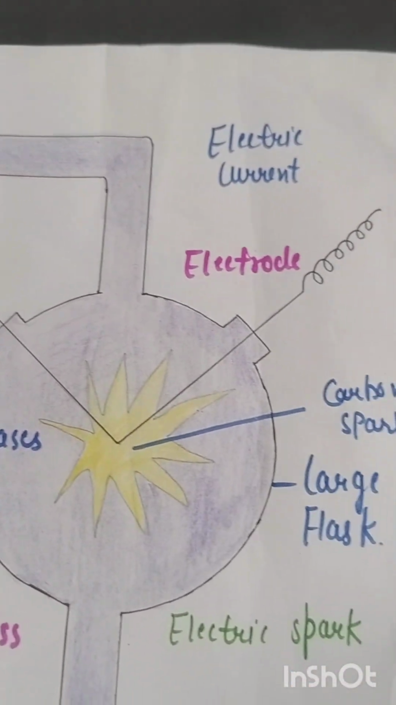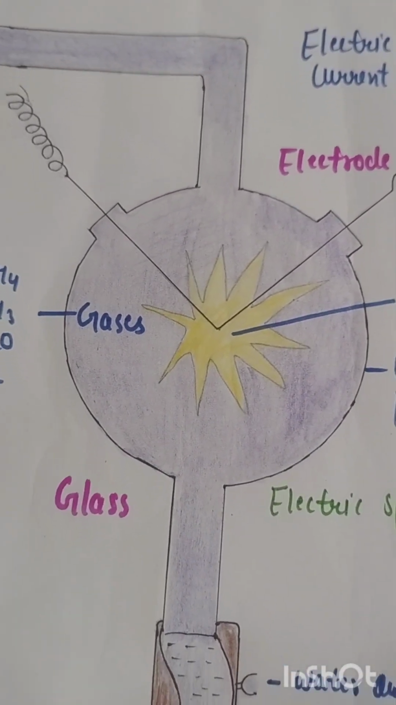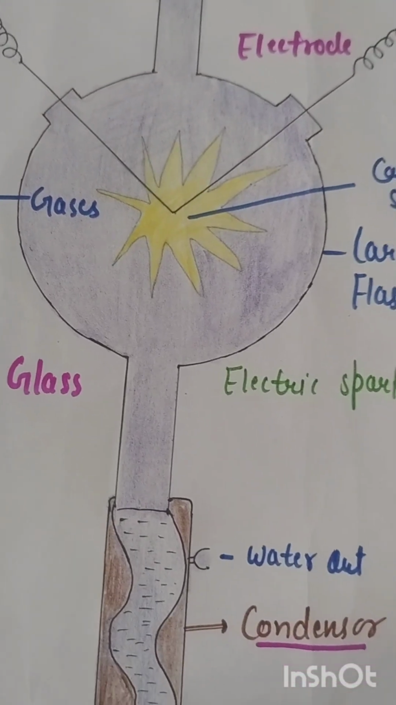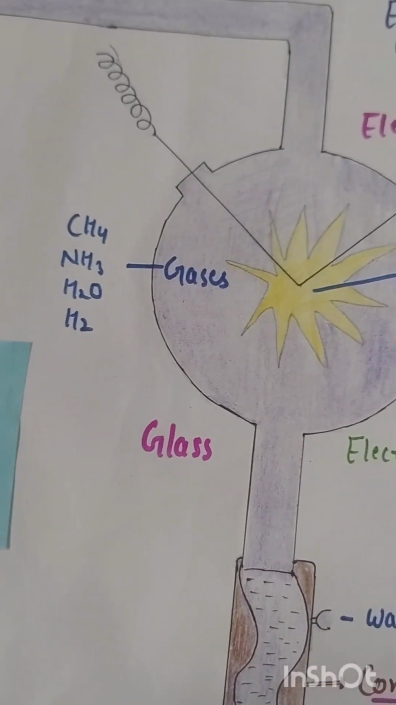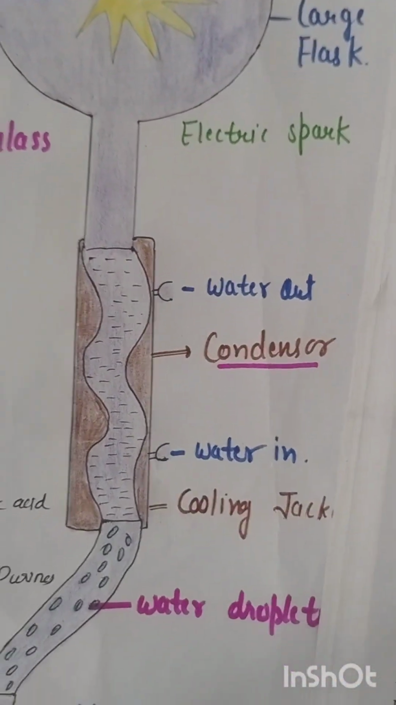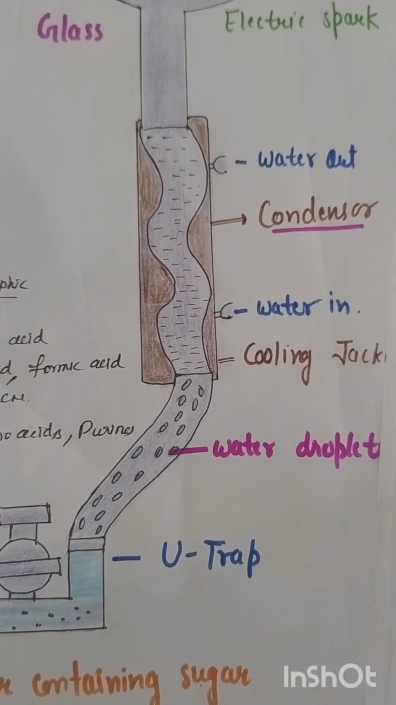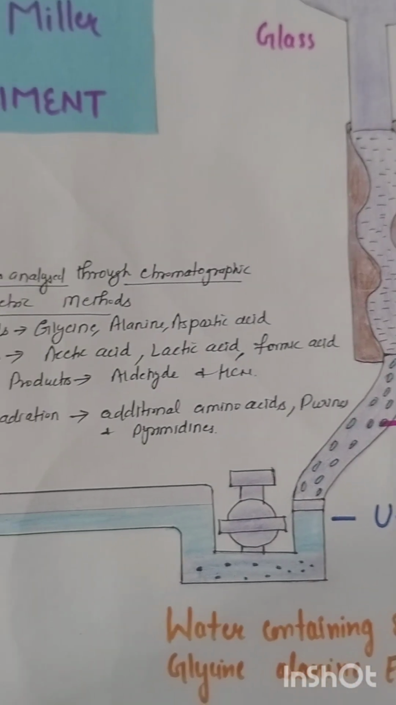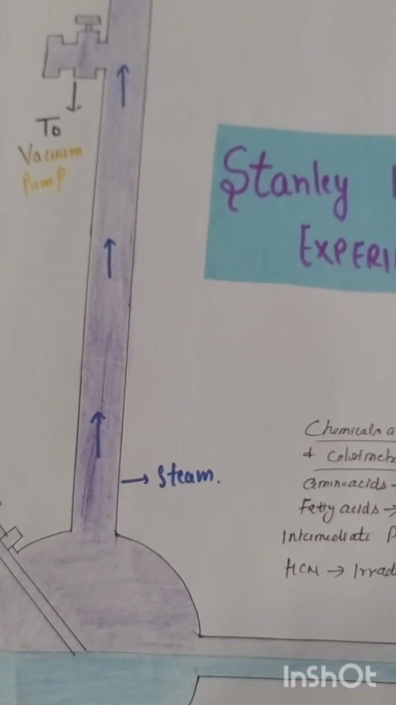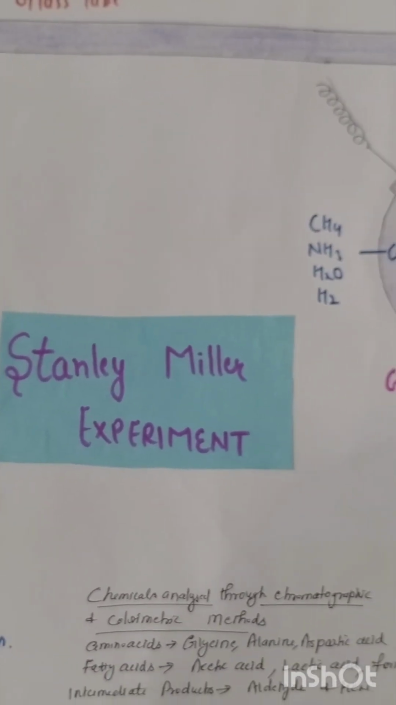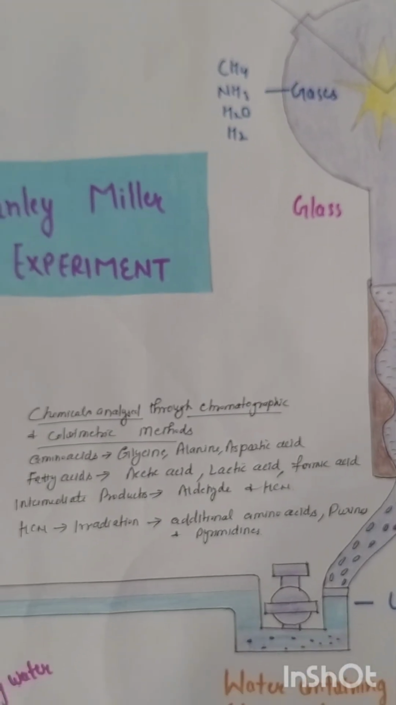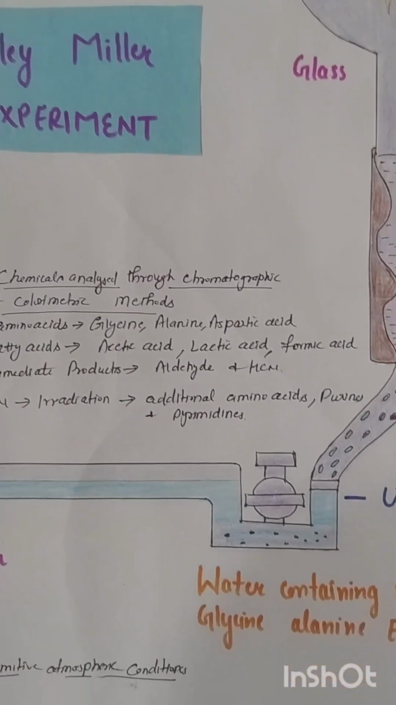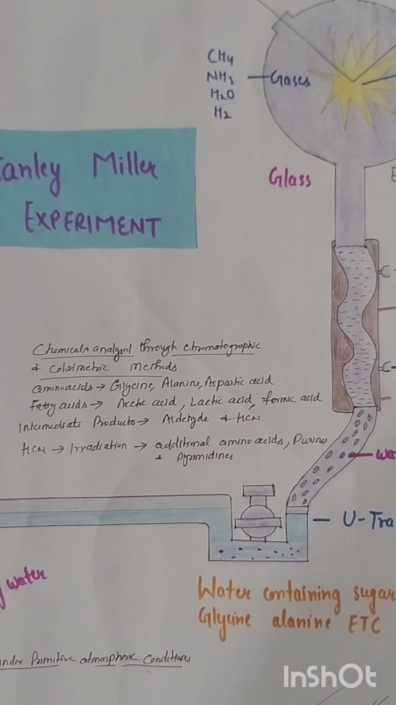So in this way, you can see this is a glass tube, this is the electrode, electric spark is released there. This is a larger flask having the gases, then water vapors are produced under the condenser, under this pressure, and then they are able to collect the simple amino acids from them. And this is a condition under primitive atmospheric condition.